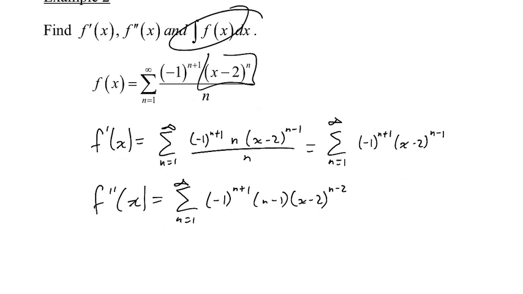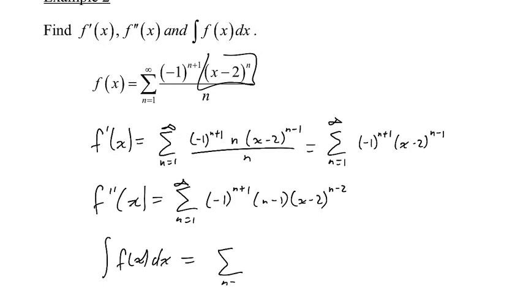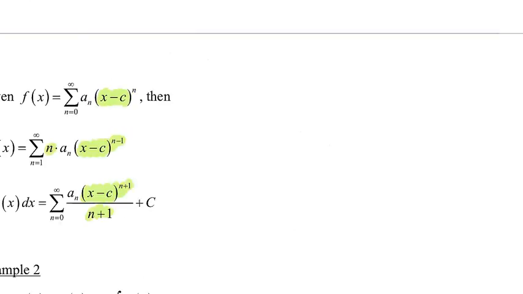All right, the integral. So I'm going to add 1 to the exponent. Again, this is of my original. So it will become n plus 1. So the integral of f of x dx equals sigma n equals 1. Keep your index the same. To infinity of negative 1 to the n plus 1 times x minus 2 to the n plus 1. All of that over n times n plus 1. Alrighty, that was it. That's it. That's all of 9.8. Yep.